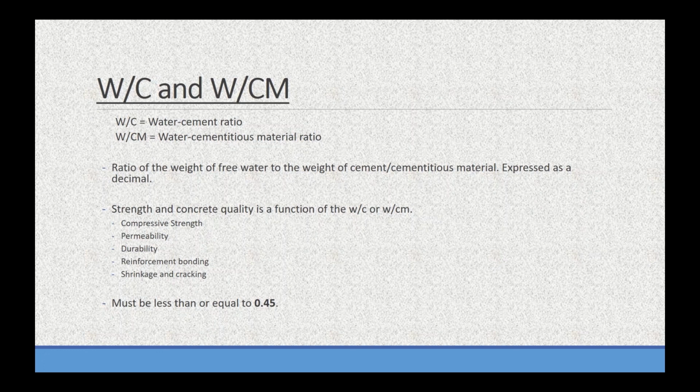And the reason we care about the water cement ratio or the water cementitious material ratio is it has a direct impact on a lot of properties of the concrete that we care about, like compressive strength, permeability, durability, bonding to the reinforcement, and then shrinkage and cracking. So this is obviously something that we usually take pretty seriously because it does impact a lot of the properties that we really care about.